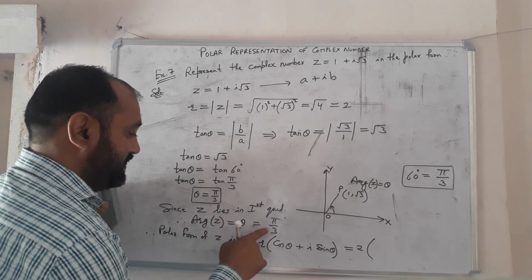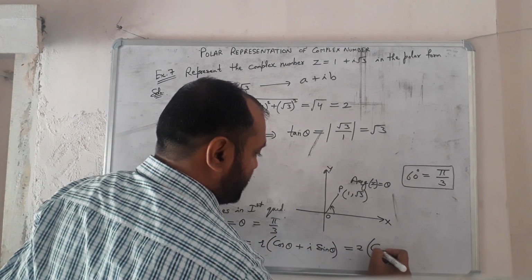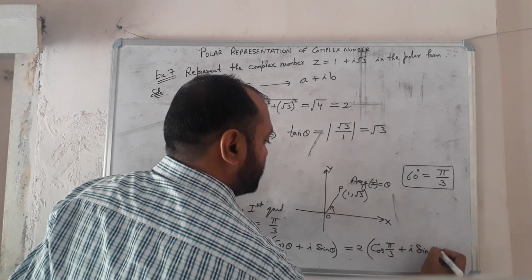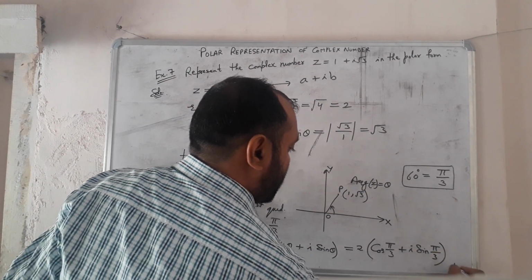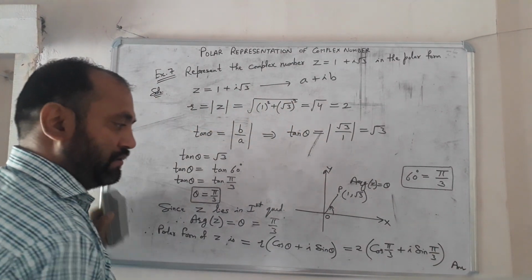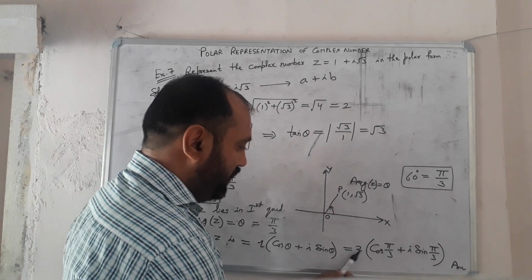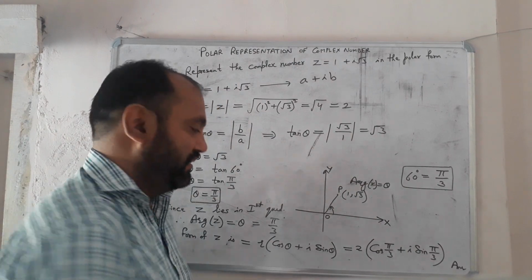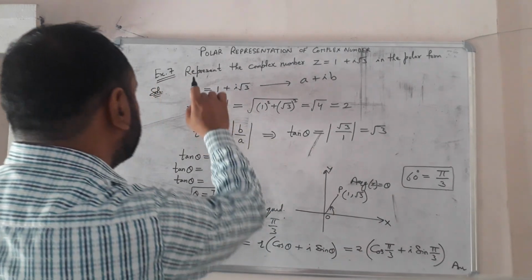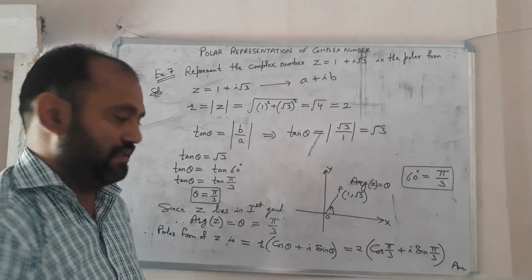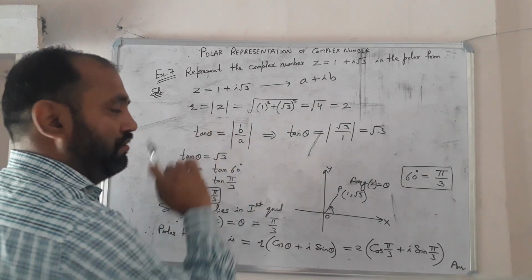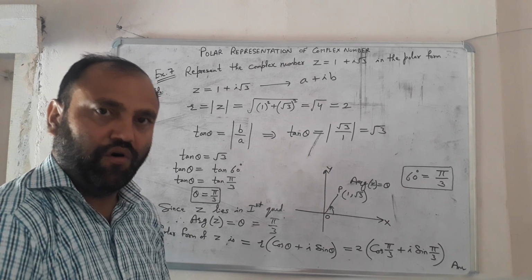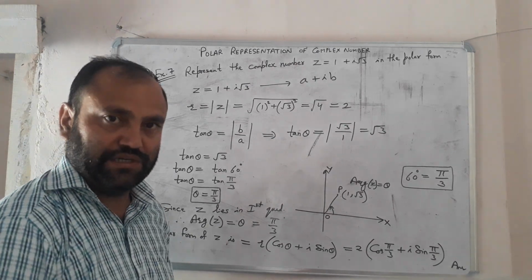So argument means this is pi by 3. So you can write here cos pi by 3 plus iota sin pi by 3. So this is the right answer. So this z is equal to 2 into cos pi by 3 plus iota sin pi by 3. This representation is called polar representation. This is in polar form. So any complex number can be expressed in the form of polar representation.